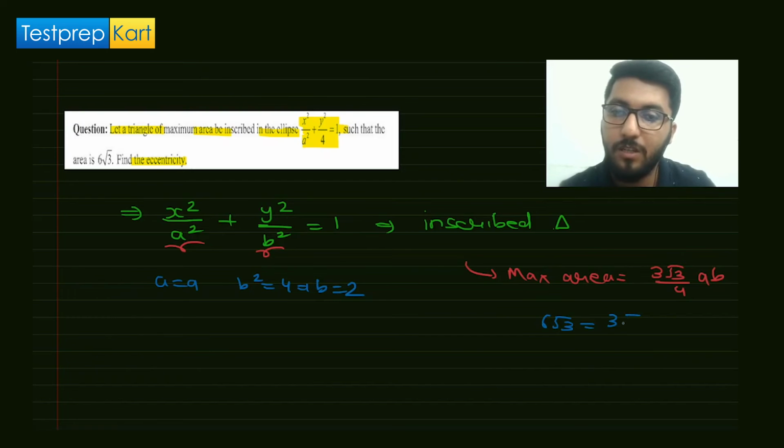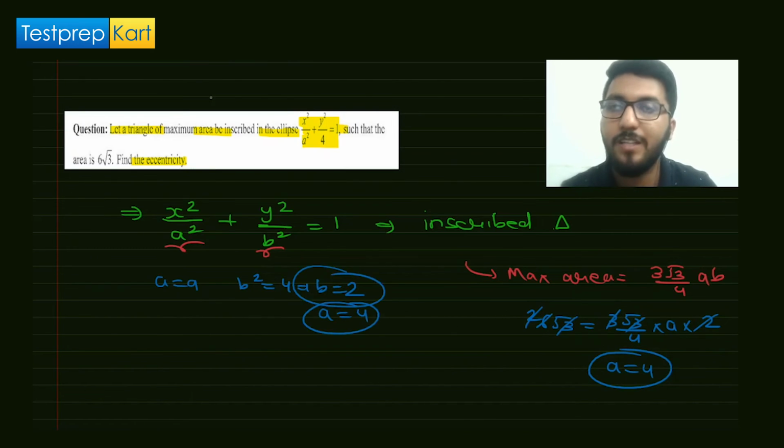6 root 3 equal to 3 root 3 by 4 AB. We have to find A, B is 2. So 3 times 2, root 3 cancels, 2 cancels. So A is 4. If we have got the value of A, that is 4, now we have to find the eccentricity.